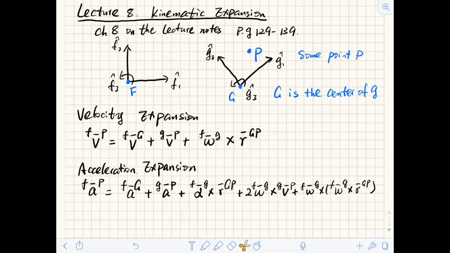In this video, we are going to talk about kinematic expansions and how we can use them to solve a problem that we have encountered before. Using BKEs, we have derived velocity and acceleration expansions. We have two reference frames, F and G. And we have two points: one defined as fixed in the F frame, another as fixed in the G frame, and another point as an arbitrary point that's moving.